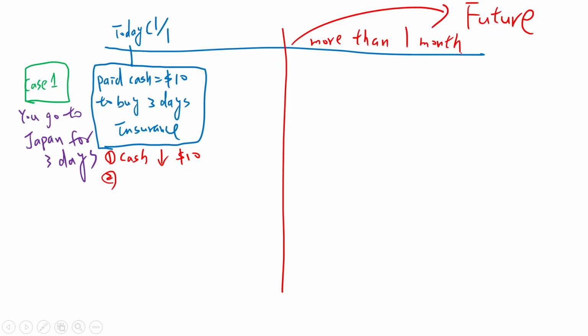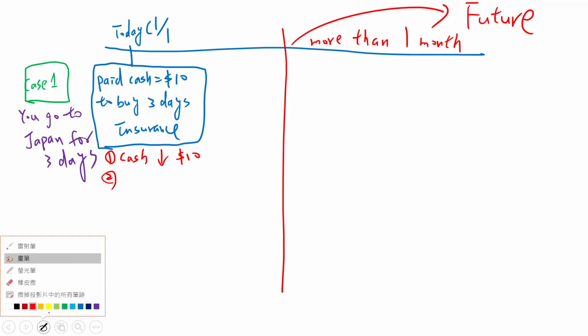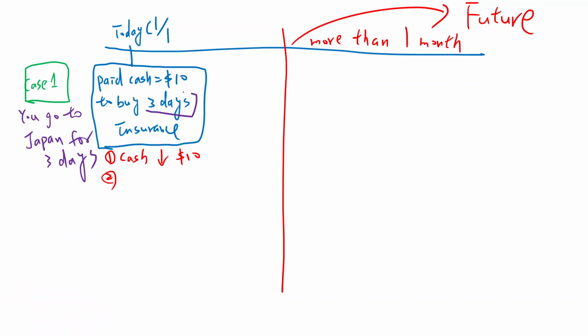Okay? So for the concept, tomorrow is future. That's correct. But we want to save our time in accounting. So we define future as after 1 month. Because of that, for 3-day insurance, do you have a future economic benefit? No. So that's why 3-day insurance has no future economic benefit.